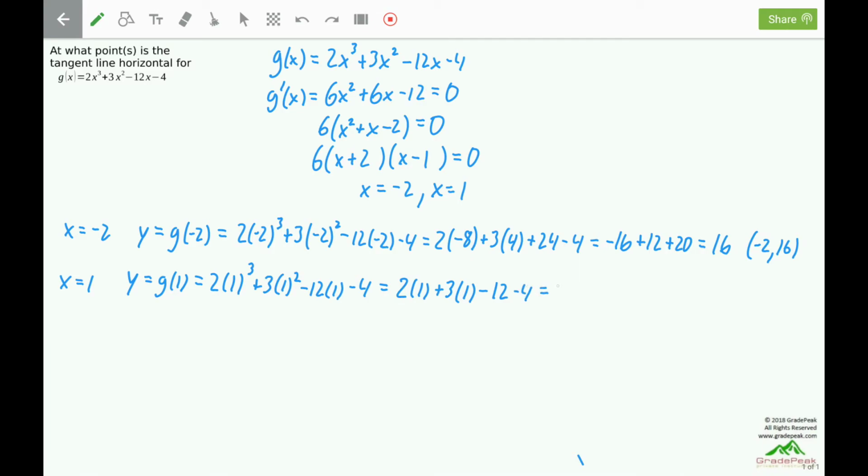2 times 1 is 2. 3 times 1 is 3. Minus 12 minus 4 is minus 16. 2 plus 3 is a 5 minus a 16, which is a negative 11. And so we're also getting the point 1 comma negative 11. And there's our 2 points where the tangent line to the function will be horizontal.